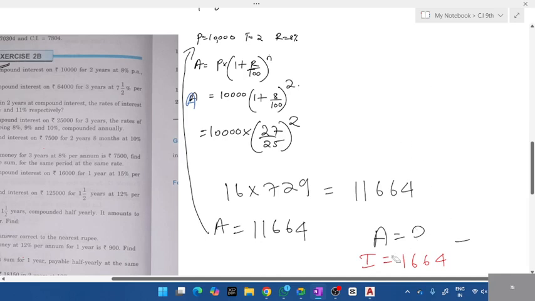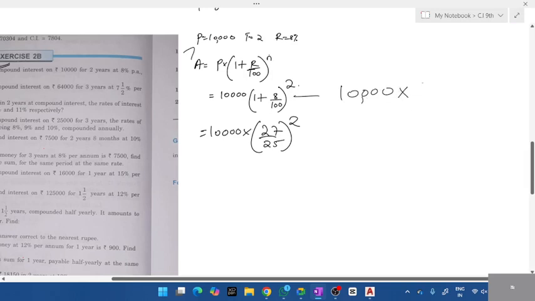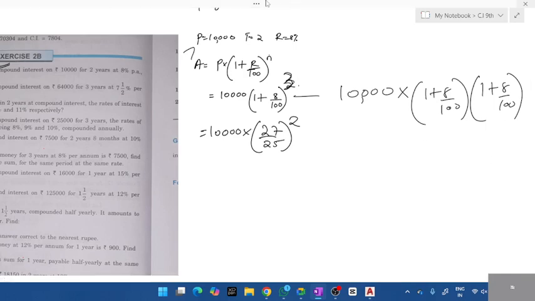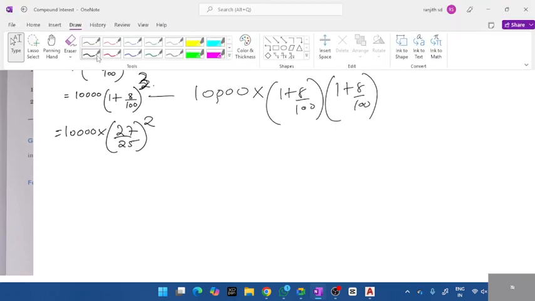I'll tell you one more thing here. When it comes to the formula, you can write 10,000 multiplied by (1 plus 8 divided by 100) squared. Can I write it like this? It's the same, right? If it is to the power of 3, what should I write? Into 1 plus 8 by 100.